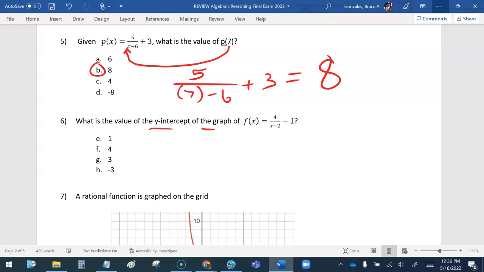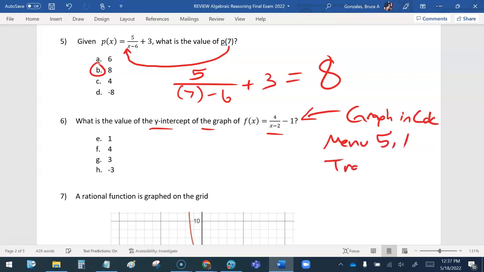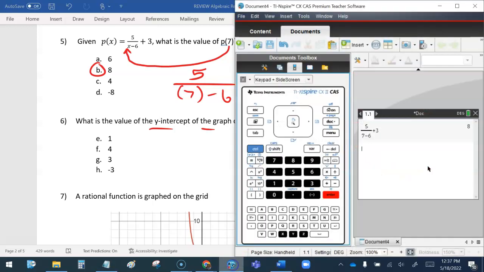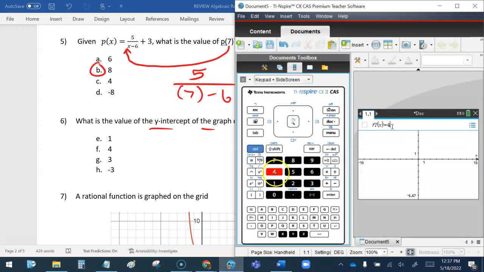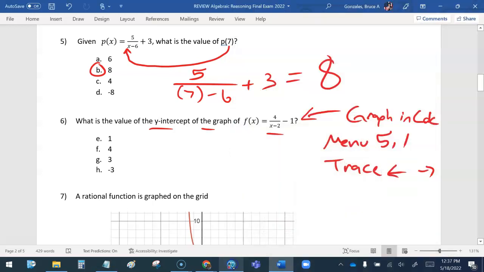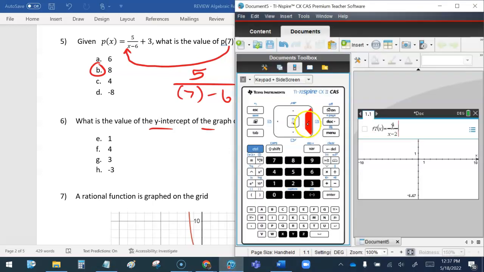What's the y-intercept of this graph? Now, what you can do is graph in the calc, and then you do menu 5, 1, trace to the left or right until you get to the y-intercept. So 4 over x minus 2 minus 1. Let's go to a new graph. 4 over x minus 2, go to the right, minus 1.